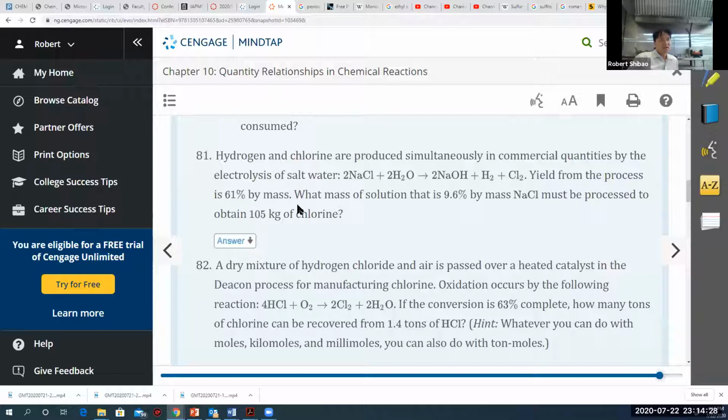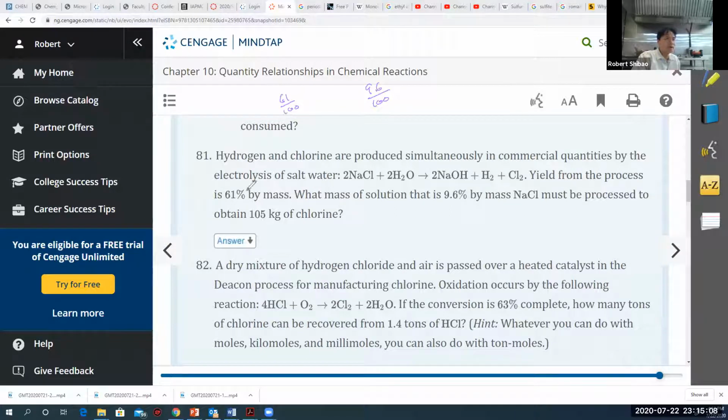That's the average yield. So what mass of solution that is 9.6%? Oh, now they're throwing multiple percentages. They're throwing multiple percentages to see if you get confused. Lots of people will get confused here. And what a lot of people do is they don't keep track of things. They just say, okay, 61%, that's 61 out of 100. No units there. And then 9.6%, that's 9.6 out of 100. And then they'll throw them into the stoichiometry and hope it works. Hope they got it right side up rather than upside down.